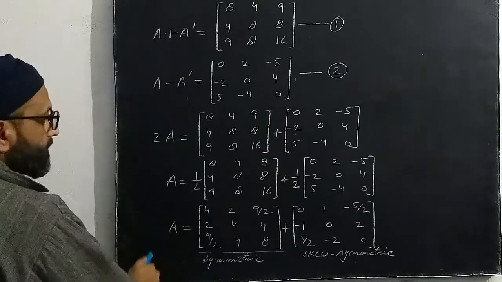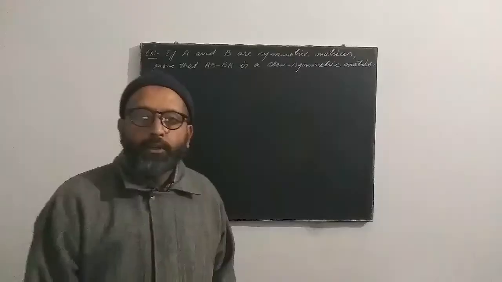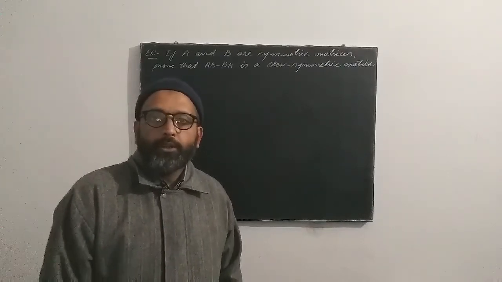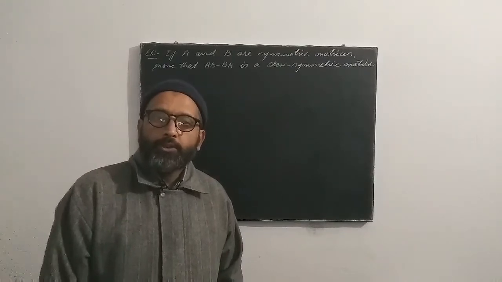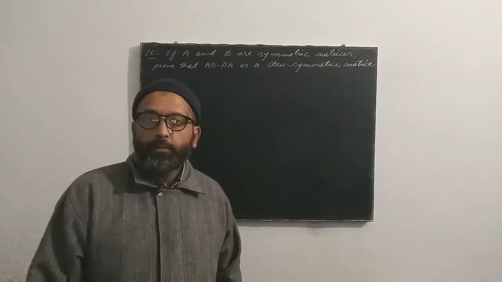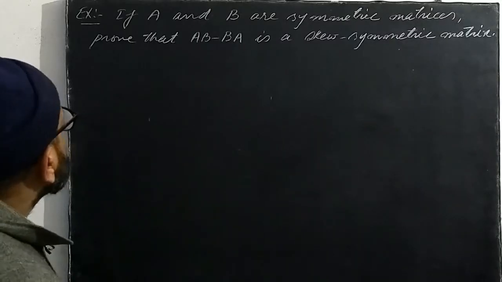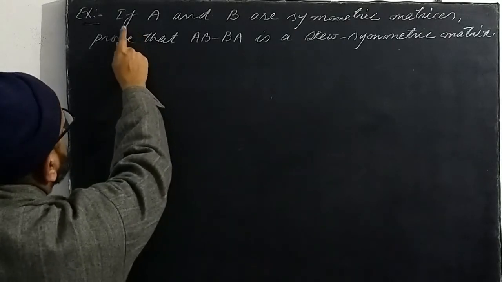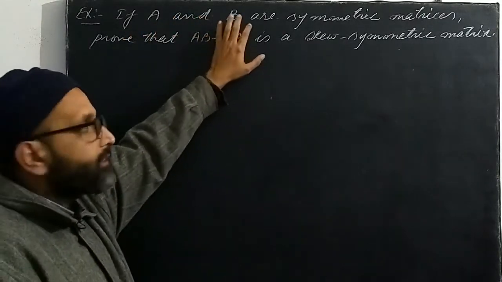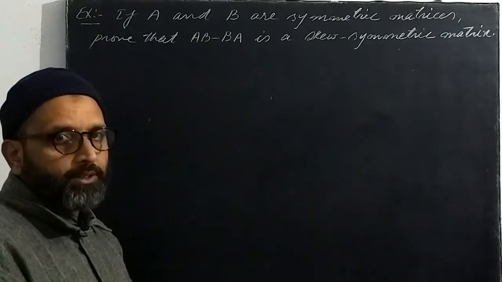So here we have proved that A can be expressed as the sum of a symmetric and a skew-symmetric matrix. Now we are going to discuss the second important type of question based on symmetric and skew-symmetric matrix, and that is a question where we need to prove something symbolically. That is, there is no given matrix in the question and we have to prove a result. So our second question is, if A and B are symmetric matrices, prove that AB minus BA is a skew-symmetric matrix.